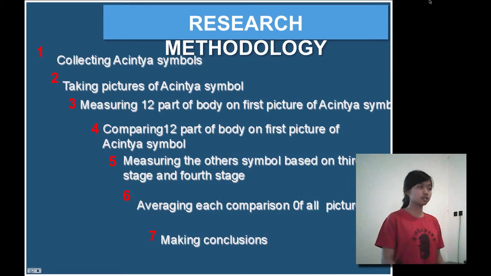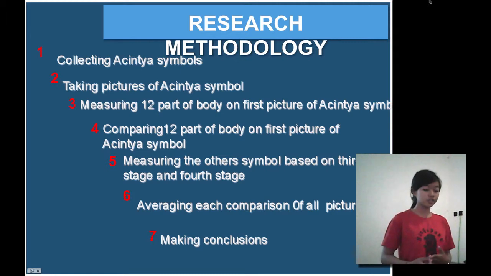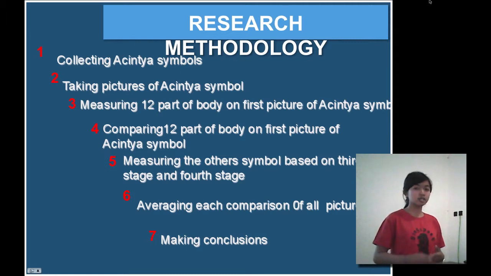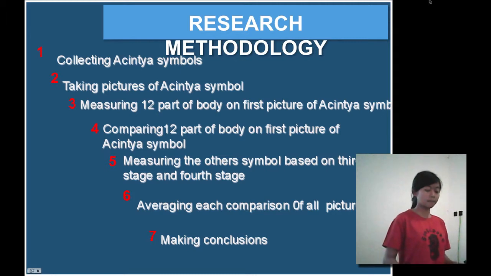My research methodology: collecting ACINTYA symbols, then taking pictures and measuring 12 parts of the body on the first picture, comparing the 12 parts of the body on the first picture, measuring the other symbols based on the third and fourth stages, and then averaging each comparison across all pictures and making conclusions.